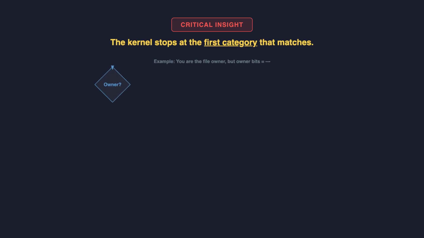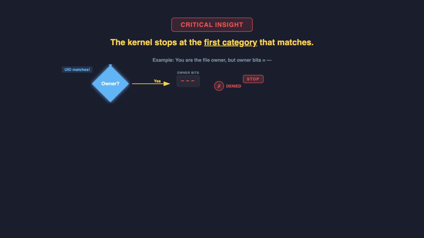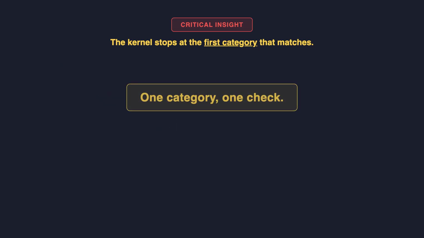Here's the critical insight that trips people up. The kernel stops at the first category that matches. If you're the file owner, but the owner bits say no read permission, you will be denied, even if the group or other bits would have allowed it. One category, one check. That's the entire algorithm behind Linux file access control.